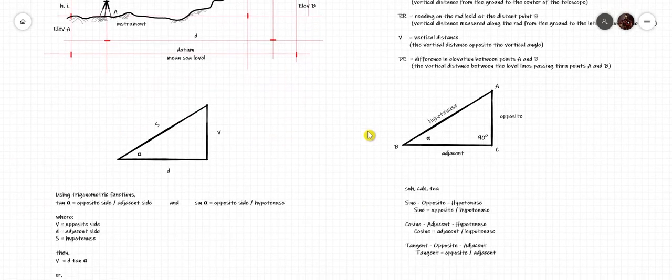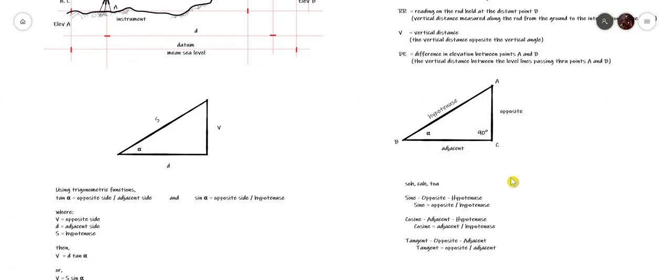To aid us in determining which trigonometric function to use, let us consider this right triangle A, B, C. The longest side of the triangle is the hypotenuse. The side opposite the given angle alpha is the opposite side, and the side adjacent to the given angle alpha is the adjacent side. Whatever orientation our right triangle has, always determine the sides based on the angle with which you are going to use. Now, let us recall SOH, CAH, TOA.